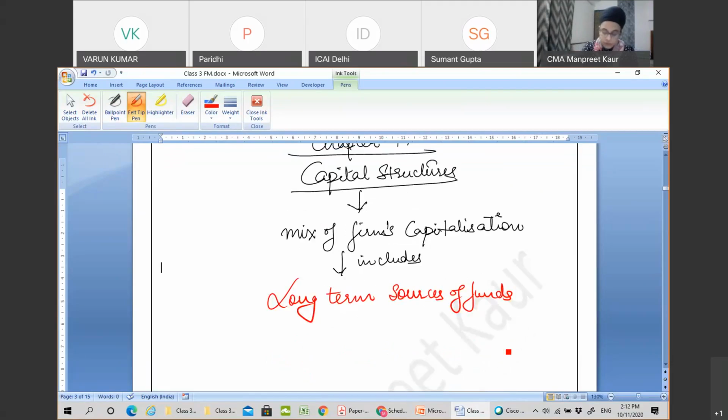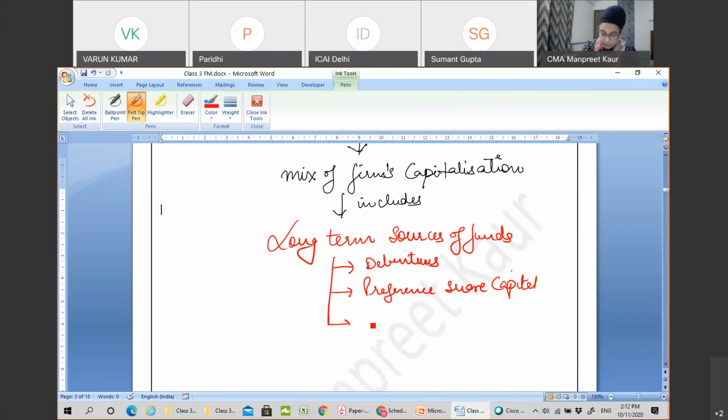What are the long-term sources of funds? Like through debentures, through preference share capital, through equity share capital, and through retained earnings. There are other methods as well.